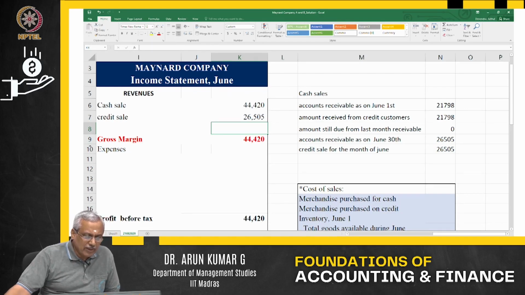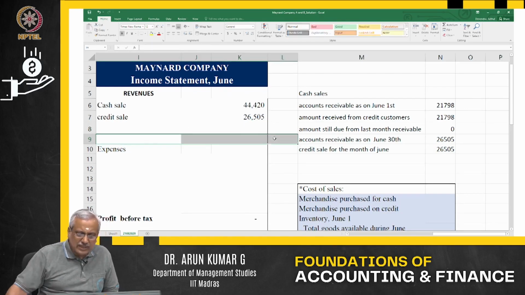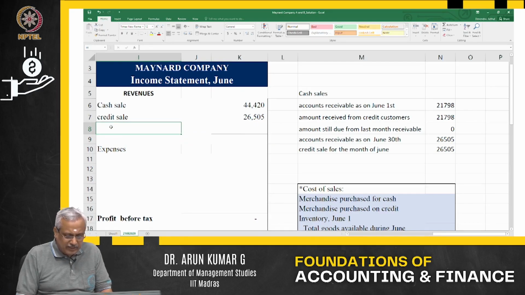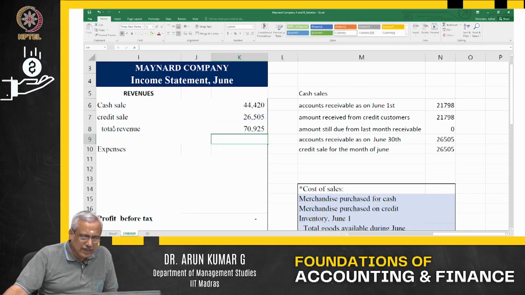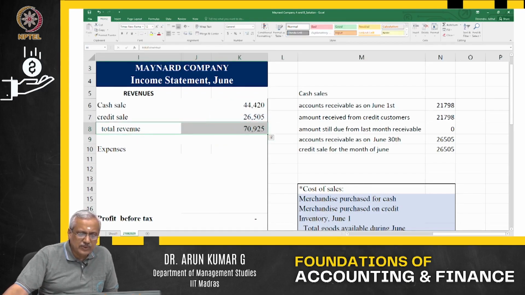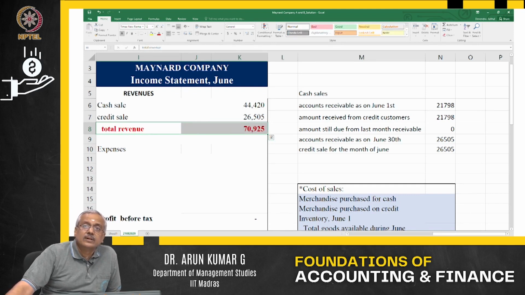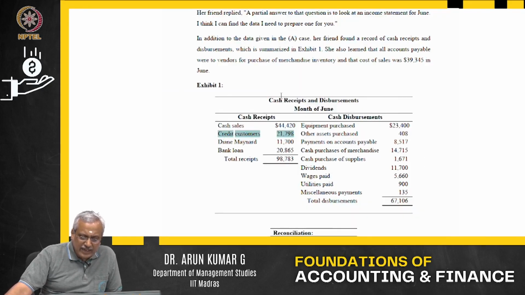So what happens? What is my total revenue in this particular case? My total revenue is this plus this. This is what is my total revenue in this particular case. So far okay? So what have we done? We have taken care of the cash sale and then the credit sale. Cash customers and the credit customers, both we have taken care of.